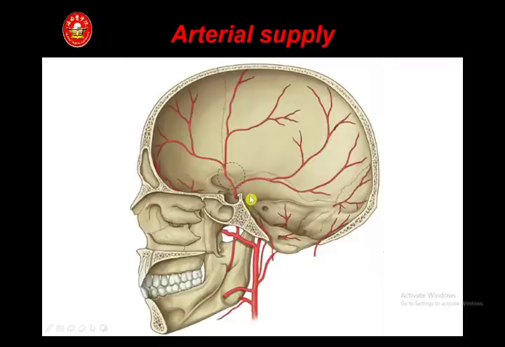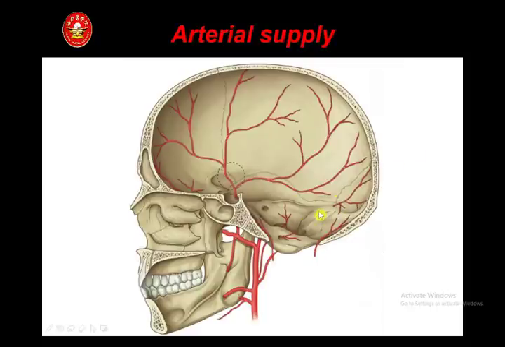We go to the accessory meningeal artery, which in this diagram we can see is usually a small branch of the maxillary artery that enters the middle cranial fossa through the foramen ovale and supplies the area medial to this foramen. We can see it posteriorly here.